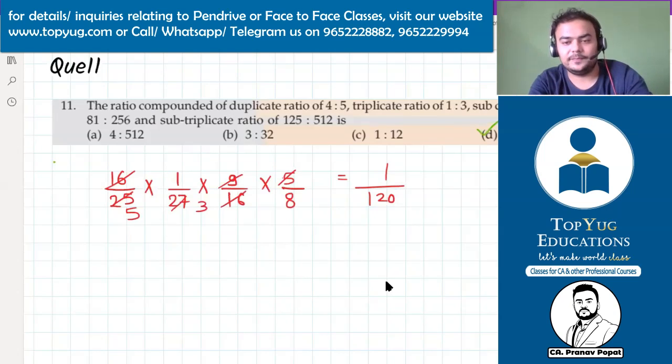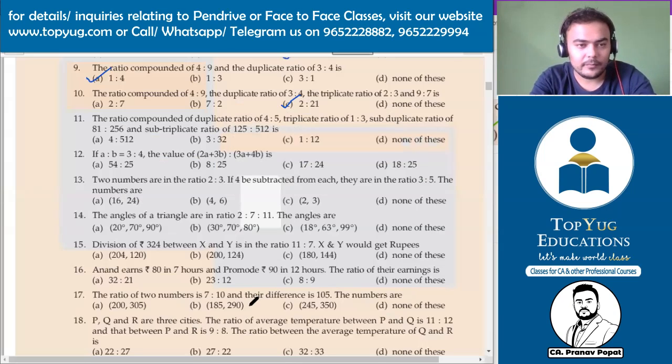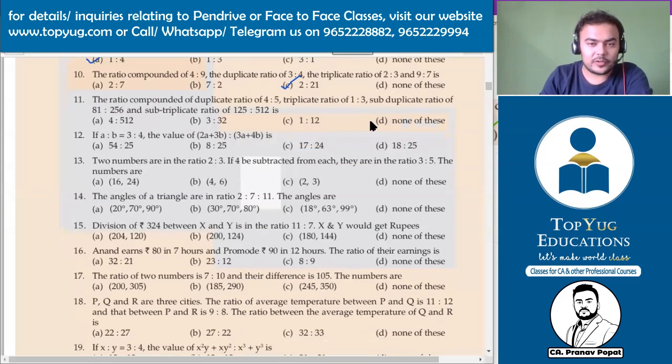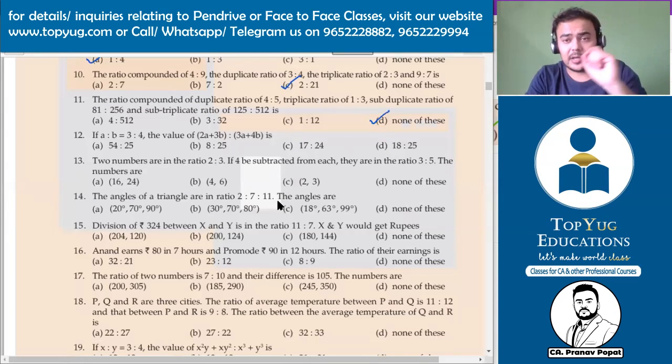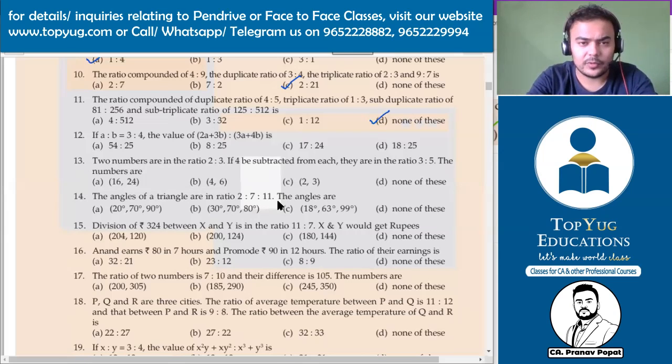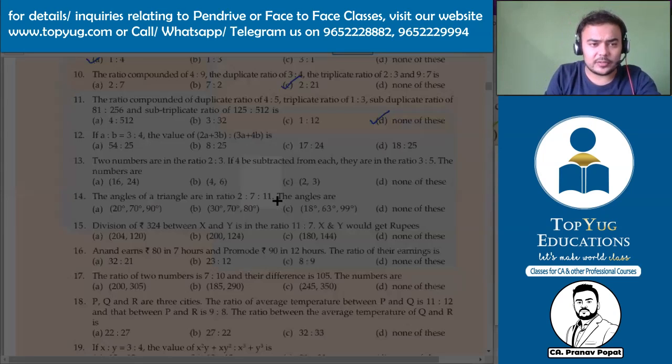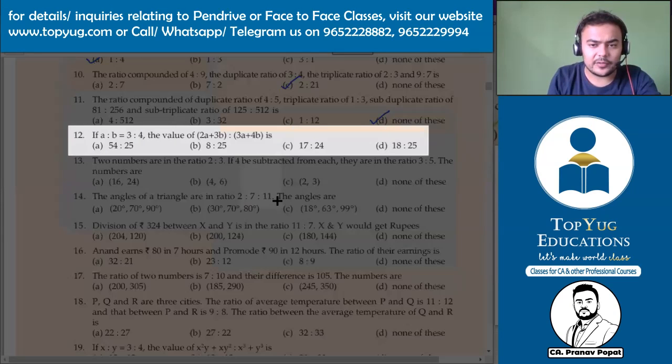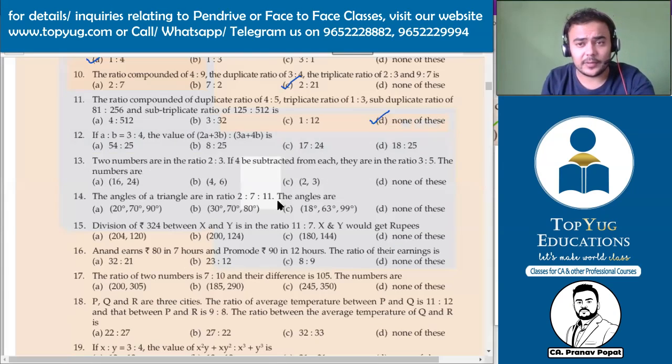Very good, guys. Question 11 is also done. Now question 12. We'll understand something new. It looks like a very easy question, but there is something you need to understand as a concept.